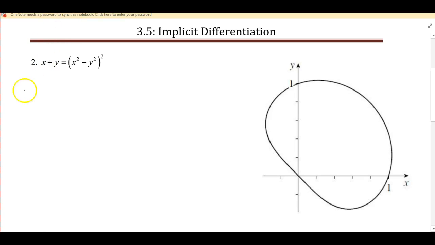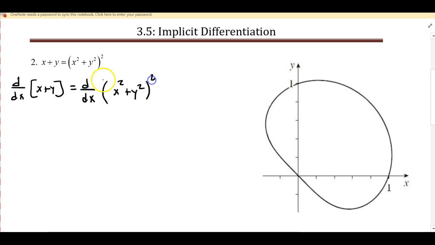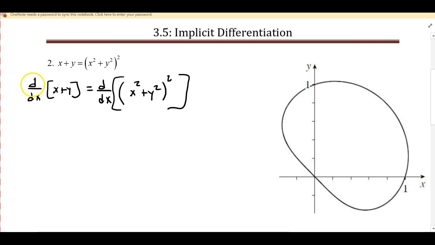So we're going to take d/dx of both sides. So d/dx of the left equals d/dx of the right. I guess I should do that technically. All right, so on the left side, the derivative of x with respect to x is simply going to be 1. Plus the derivative with respect to x of y, that's going to be dy/dx. You okay with that?